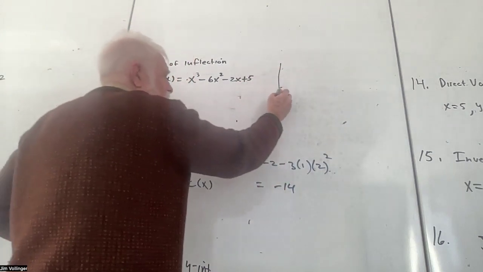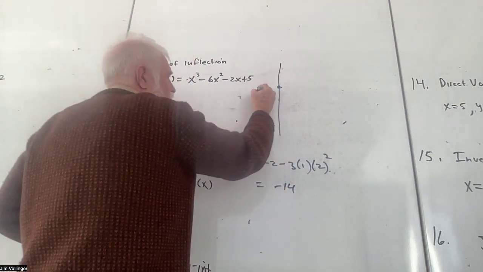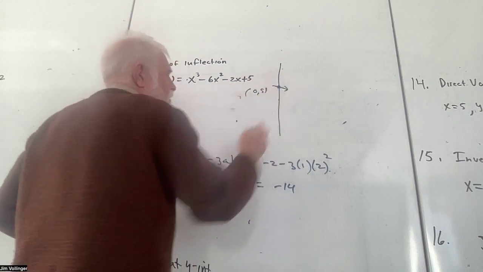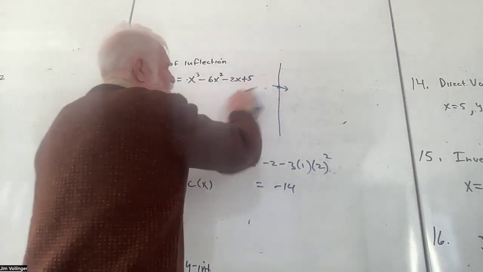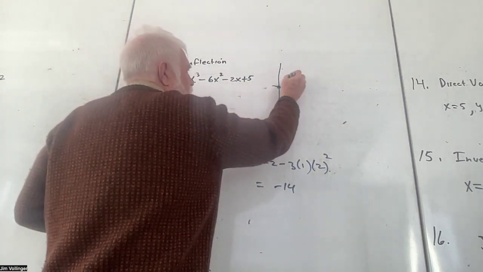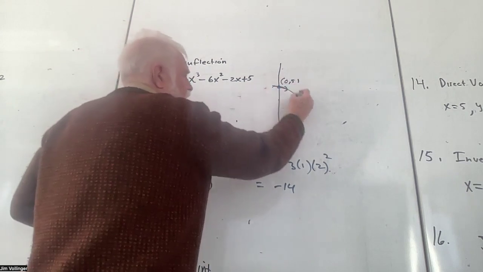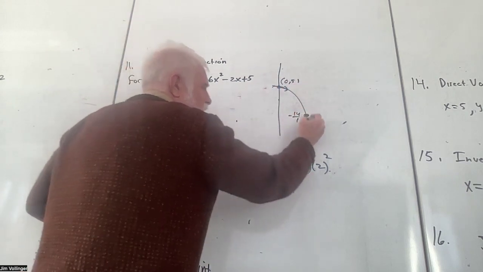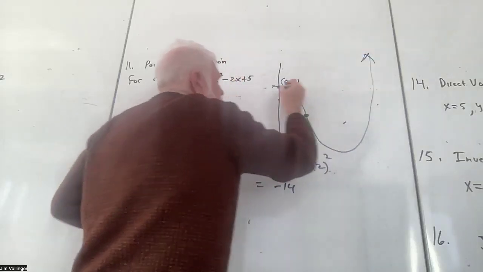All right, so I'm going to draw a y-axis. I'm going to start at 0, 5. Let's call that 0, 5. I'm going down at 2 to 1. So let's put the 0, 5 above it. 2 to 1, but at the point of inflection, I'm going down at 14 to 1. And then I'm coming back up.